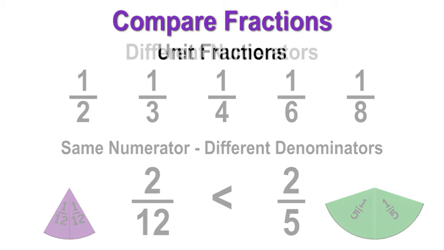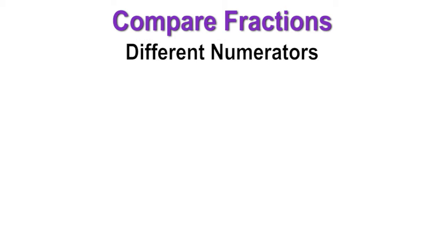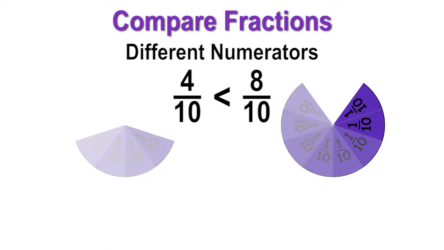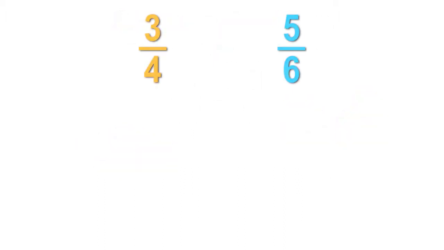They also compared fractions with different numerators but the same denominator, such as 4/10 and 8/10. In this case, they recognized the size of the pieces were the same, but 8/10 has more pieces, so 8/10 is greater than 4/10. Today, we will be using that background knowledge to reason about fractions. Let's begin by looking at 3/4 and 5/6.